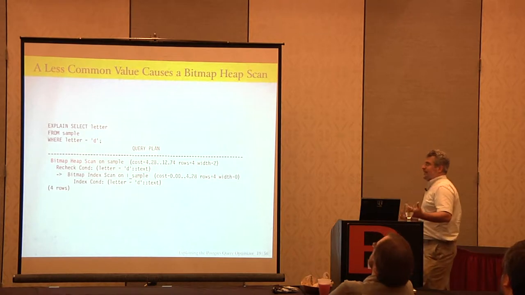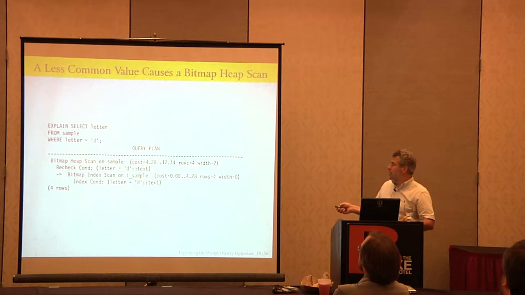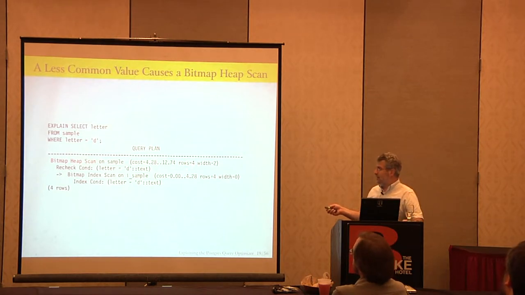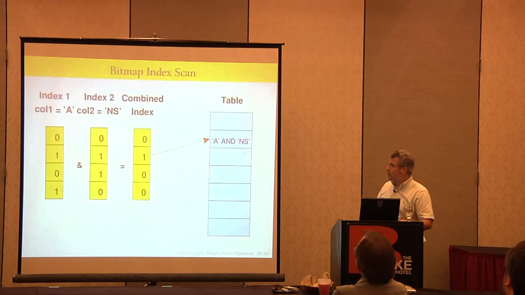What about the letter D? Now, letter D was a little less likely. In fact, right now it's 4, because the optimizer seems to know exactly how many there are. So we know there are actually 4 Ds in there. And for 4, it's not going to do a sequential scan, because again, it's pretty rare, but it's going to do something called a bitmap heap scan, which looks like this.